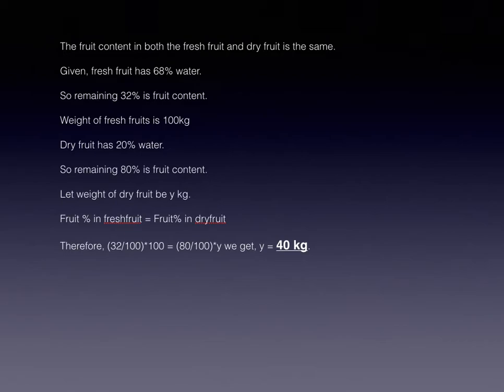And let weight of the dry fruit be y kg. Then fruit content in fresh fruit is equal to fruit content in dry fruit. That is 32 kg is equal to 80% of y. Therefore, y is equal to 32 by 80 into 100, which is equal to 40 kg. That is, the dry fruit is weighing 40 kg.